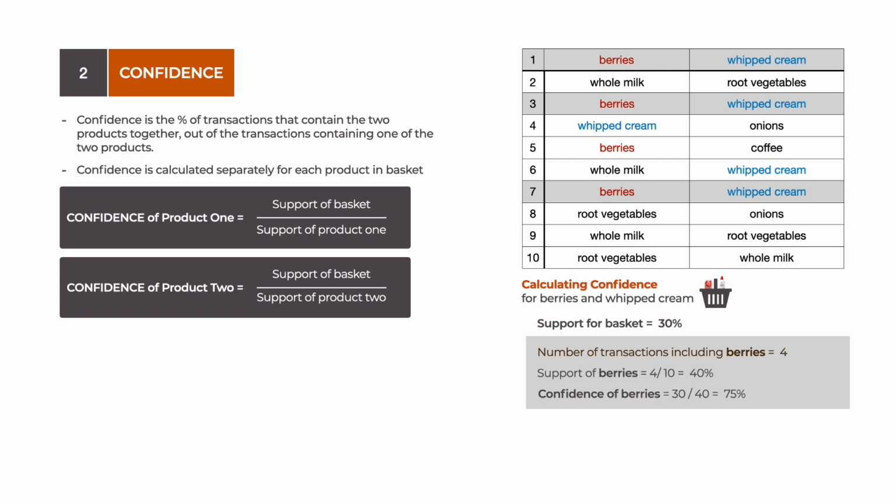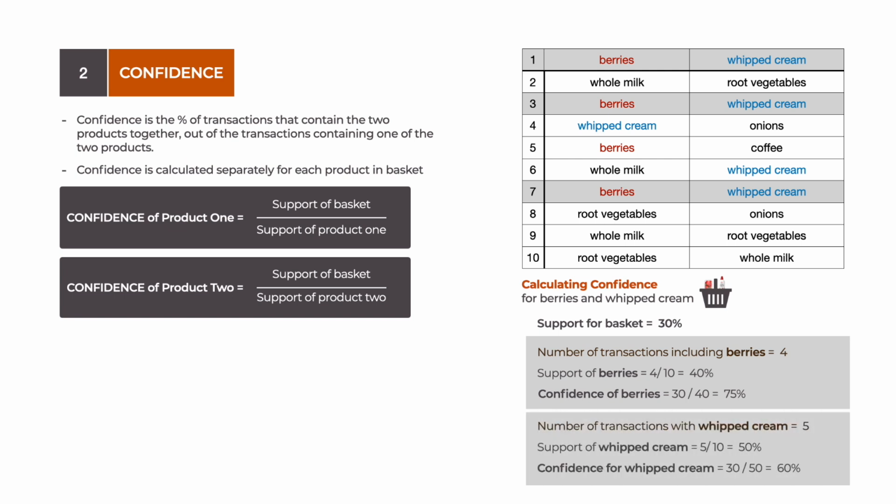Next, let's calculate the confidence of berries. So it is equal to support of the basket divided by support of berries, which is 30 divided by 40, which is equal to 75%. And in a similar way, we can calculate the confidence of whipped cream, which will be equal to 30 divided by 50 or 60%. So what do these two confidence values mean?